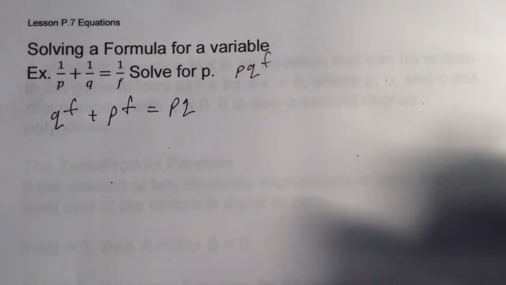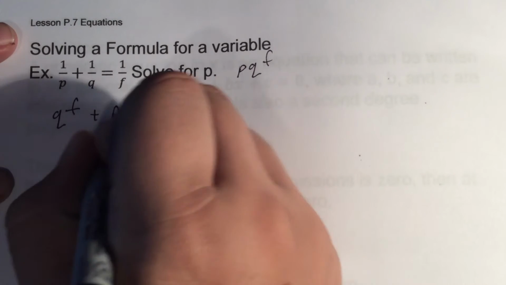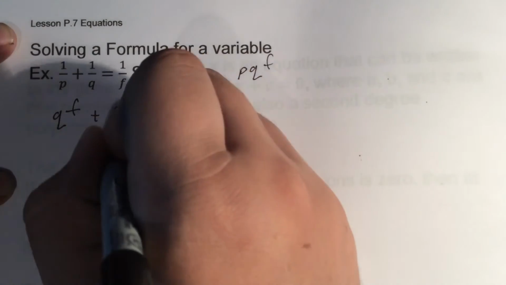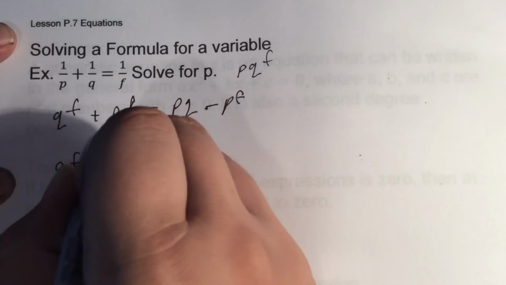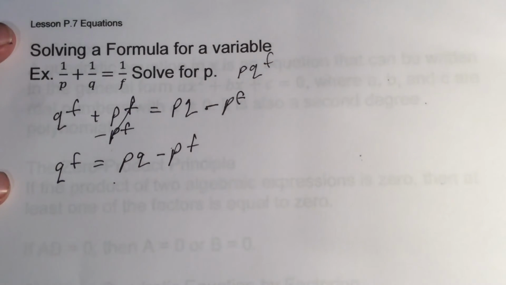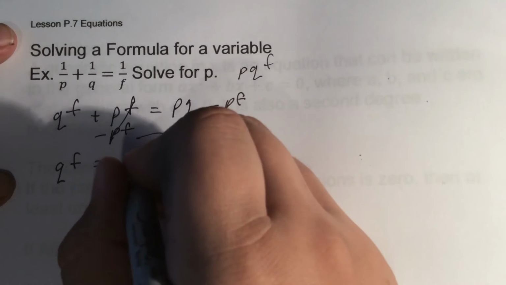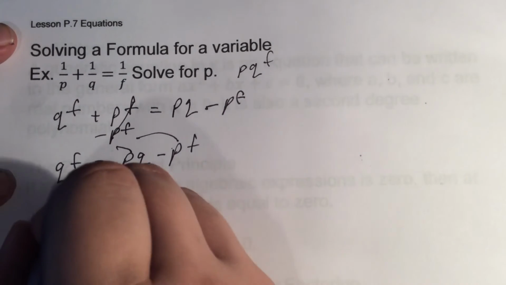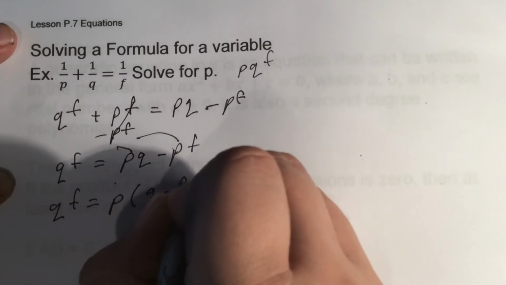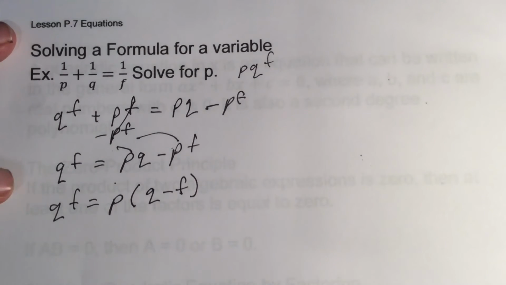So you need to get p's on the same side. So I'm going to subtract the pf over. So qf equals pq minus pf. Now from there, we're going to pull the p's out. So qf would equal p parentheses q minus f. So distributive property in reverse order there.